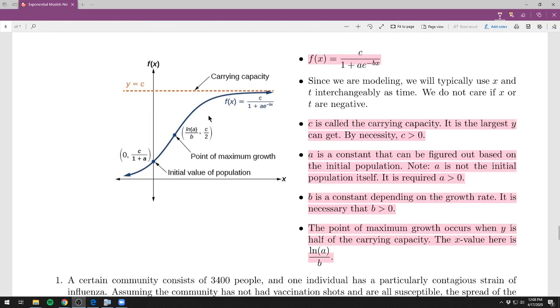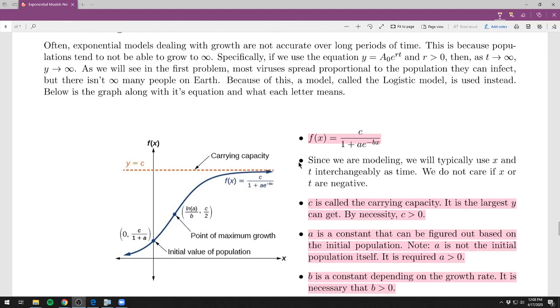Right, so there are a few things to learn about the logistic model. I'll go through the list over here. I'll tell you what's super important. The picture here, I don't necessarily need you to remember these special values. Point of maximum growth, initial value of population, they are nice to know, to use them, but it's not necessarily the most important thing. Knowing the shape and how to work with the equation is what's most important.